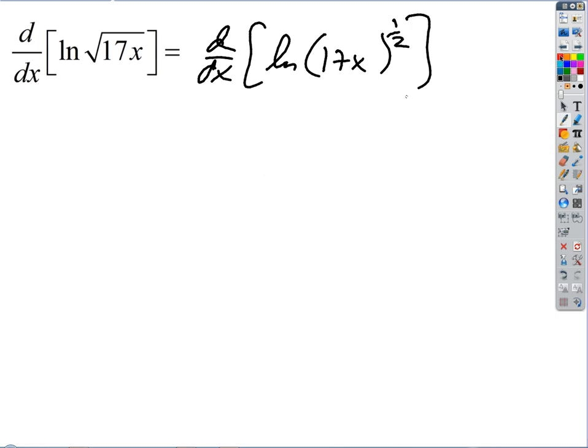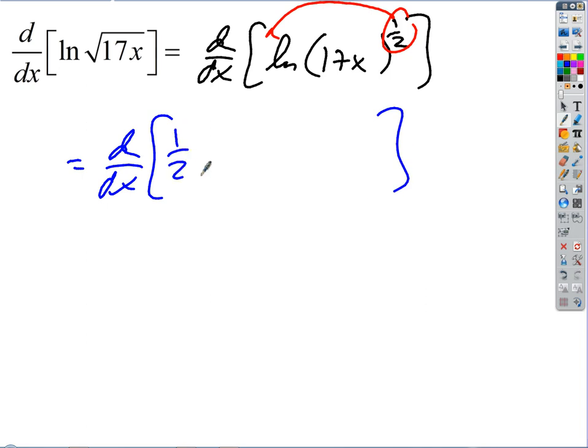Okay, step 1, we can take the exponent down front, then what? It turns into addition. Then I've got a log of the product, right? So that's helpful. We get the derivative with respect to x of 1/2 times the natural log of 17 plus the natural log of x. Does that make sense?